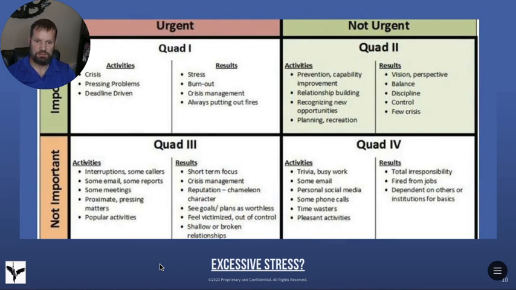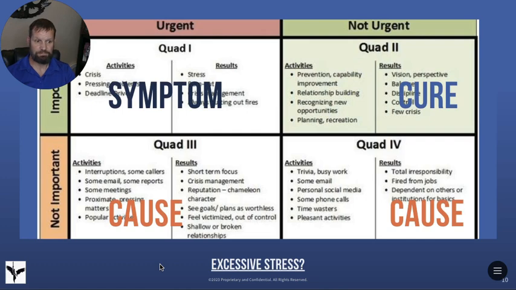So between urgent, not urgent, important, and not important, breaking each one of them down. Now, here's a tip for you. If you're experiencing excessive stress, it feels like you're constantly running around and putting out fires, that is a symptom that you may be spending too much time on things that aren't important. So the first thing you want to do is identify which tasks are important and which tasks are not important. Focus on those important tasks first. If the cause of that stress is spending too much time in quadrant 3 and 4, the cure is to spend a little more time up in quadrant number 2.